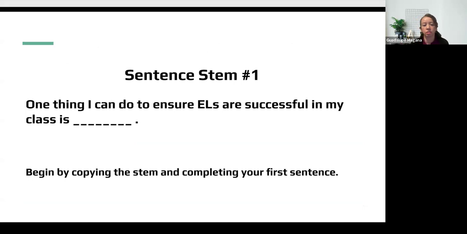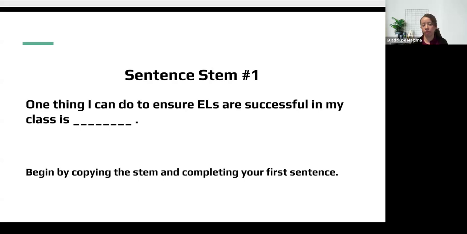So you provide a sentence. Like here we have: one thing I can do to ensure ELs are successful in the class is blank. You provide a sentence for them, and this can relate to the activity you're doing with them, or the reading, or something that you're going to introduce, like science or biology. So it can be more of an introduction of the content. You have the students copy the sentence and fill it in.